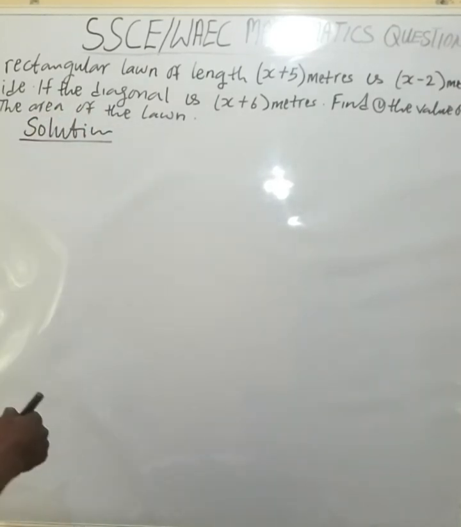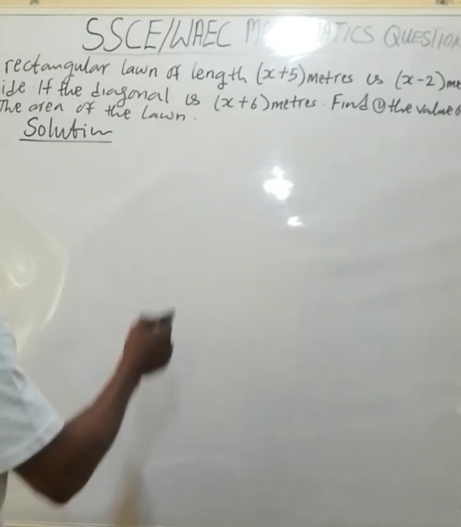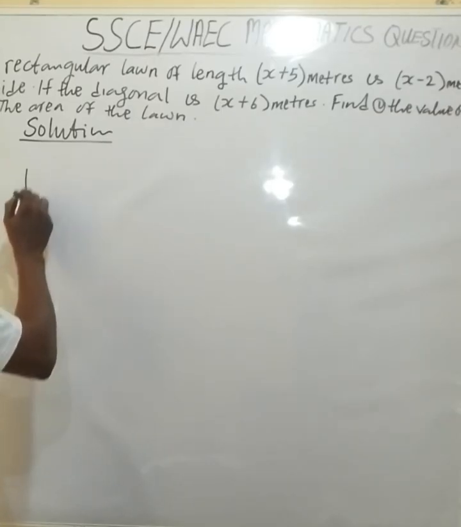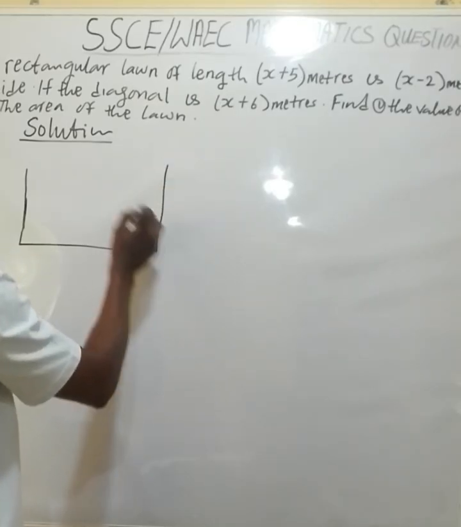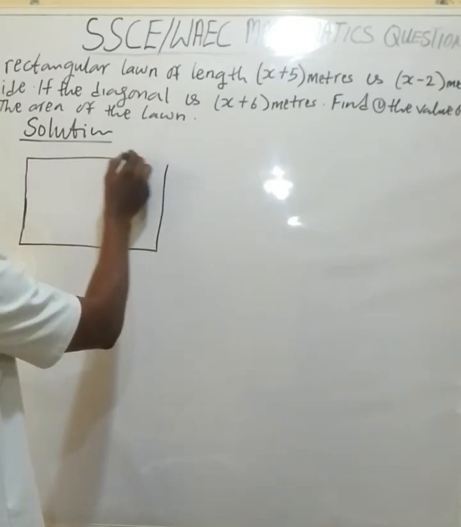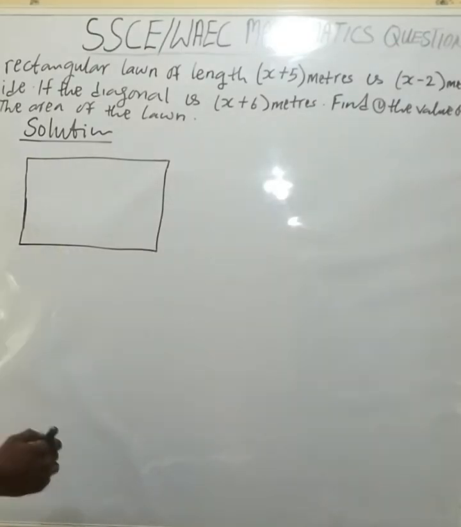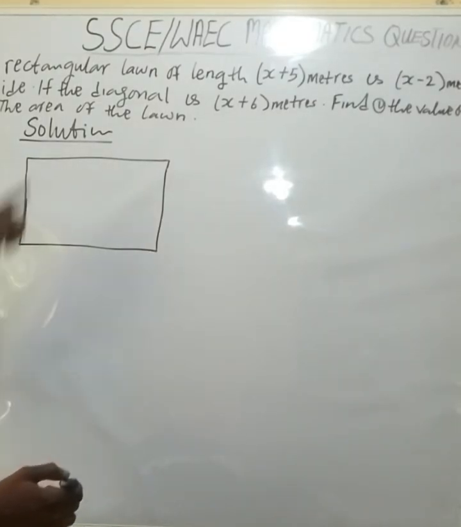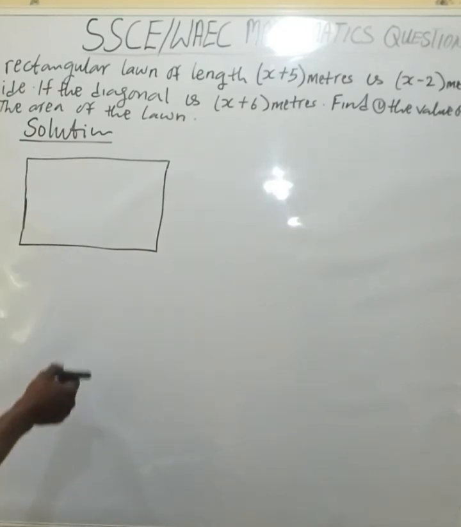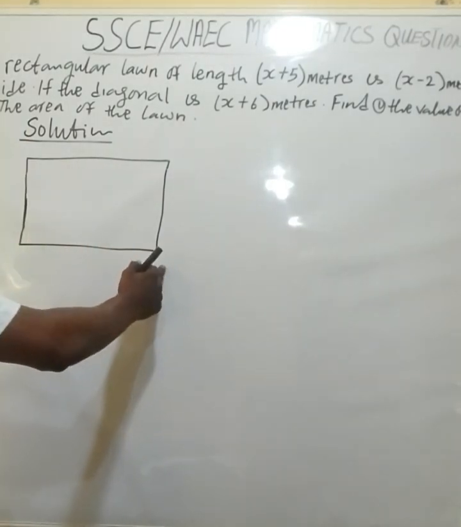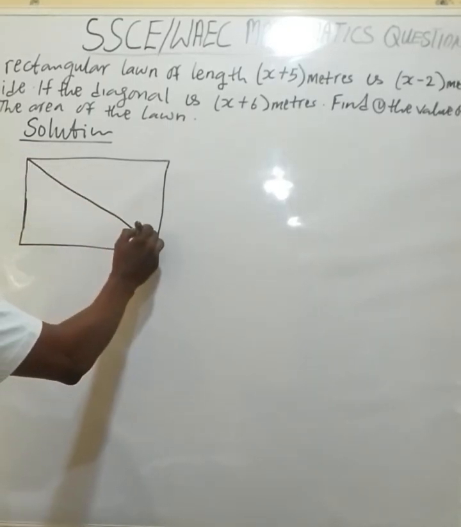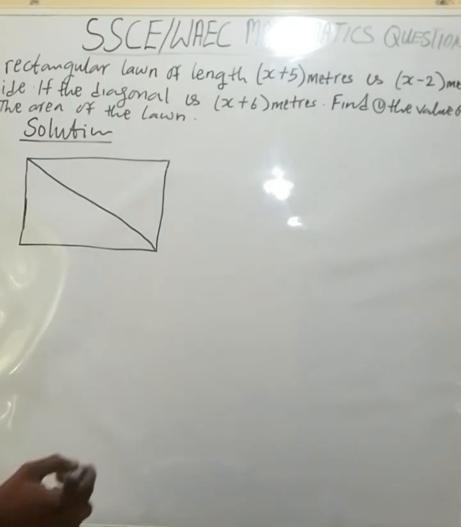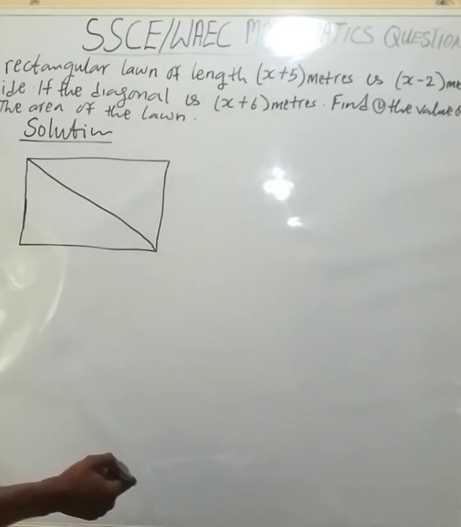When you look at it now, the question is all about a rectangular land. And when you are talking about a rectangular land, we can use a rectangle to represent it. So we have our rectangle to represent our rectangular land. In the question, they mention a diagonal. A diagonal means a line that divides the rectangle into two equal parts. So you draw the line, and that's the line called the diagonal. Are we together now?